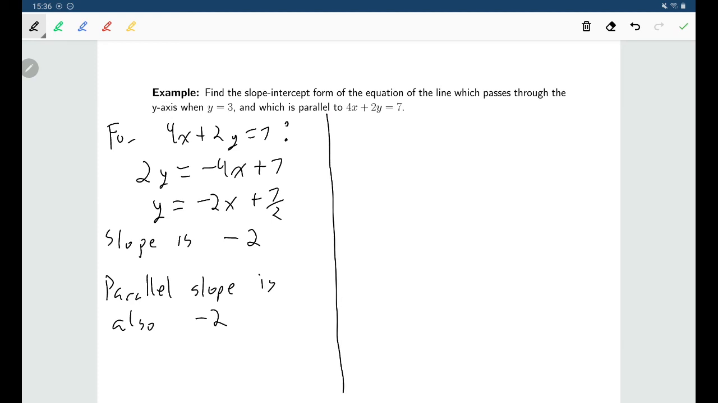Now, we're interested in giving our answer in slope-intercept form, which works out kind of conveniently for us here because we're told that the line that we want to create passes through the y-axis when y is equal to 3. And of course, if you're thinking about what does it mean to pass through the y-axis, that's referring to a y-intercept. So really what we're being told here is that the y-intercept is (0, 3).